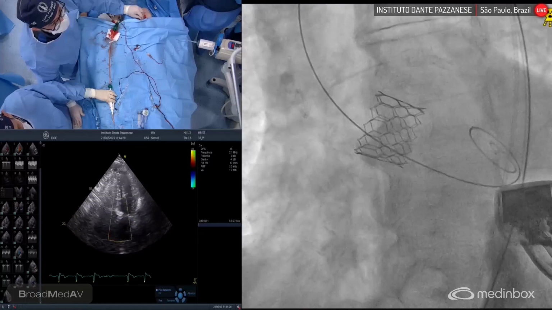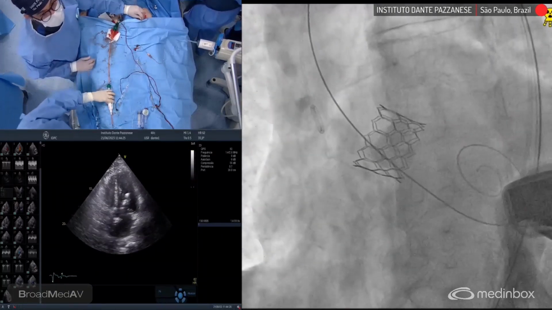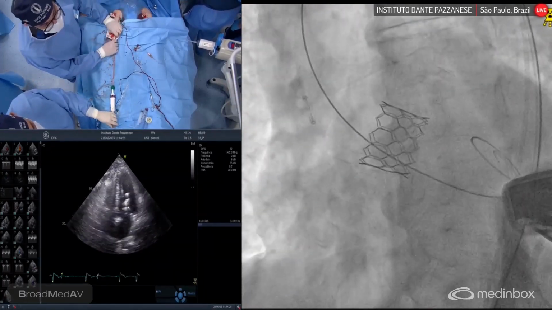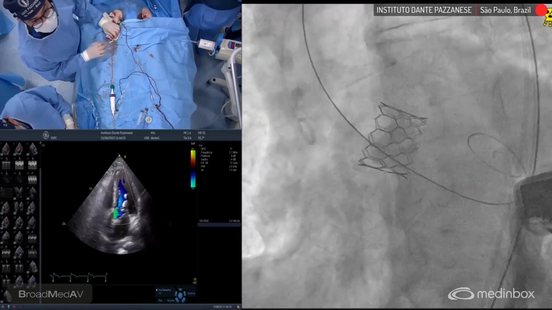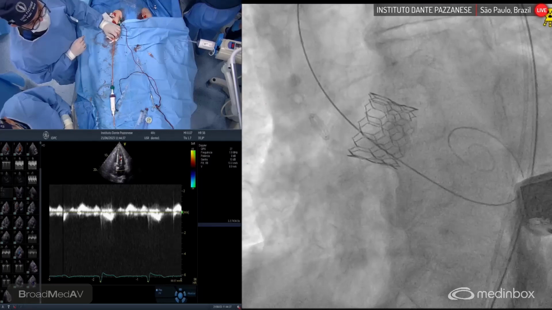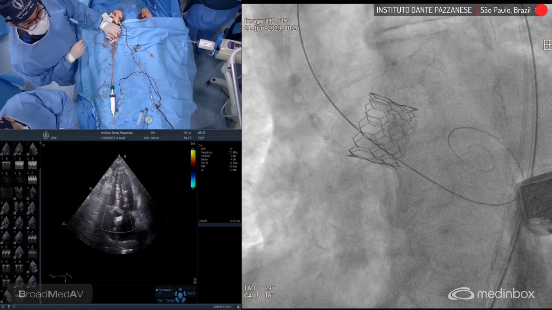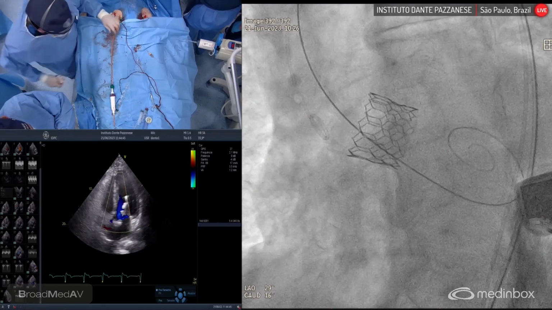So do you think the echo images are okay, Wendy? Yeah, it seems to be okay. No pericardial effusion, no contractility alteration, no regurgitation. And something important, there is no increase of the gradient through the ventricle. Dynamics are good. Okay, can you see the gradient?